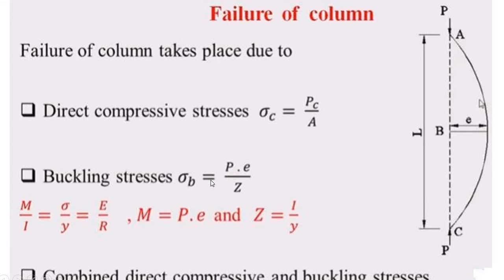So we have the formula for buckling stress, sigma B equal to P into e divided by Z, where P is the load applied, e is the maximum deflection at the midpoint of the column, and Z is the section modulus.